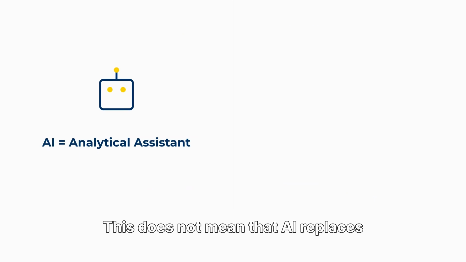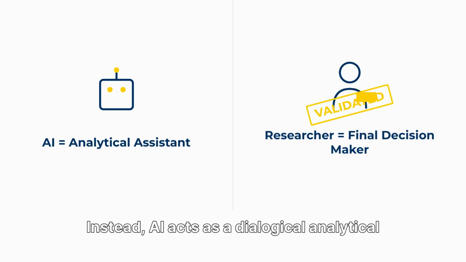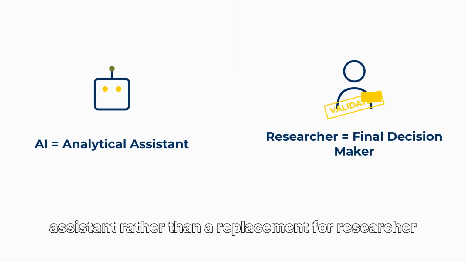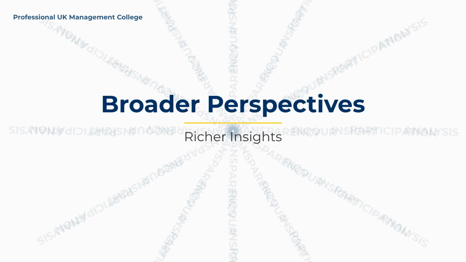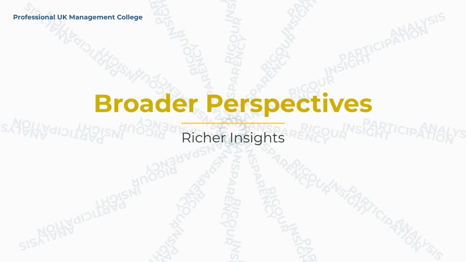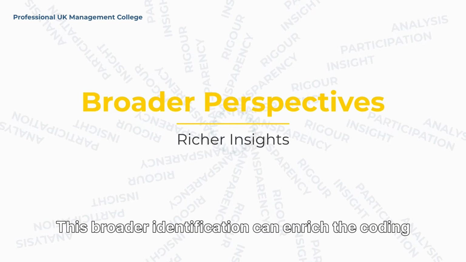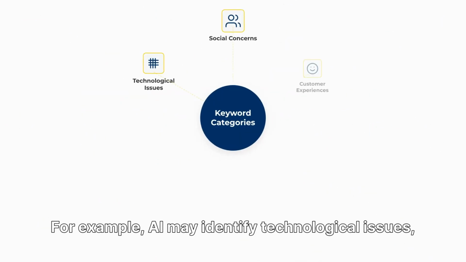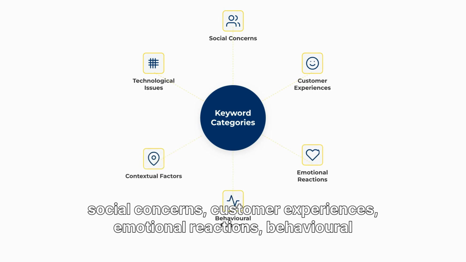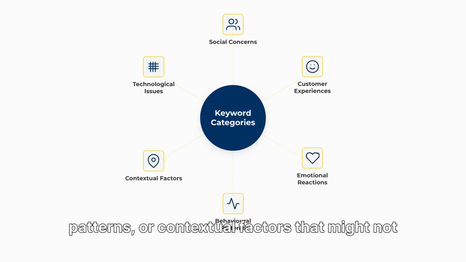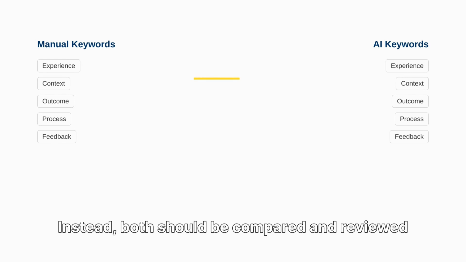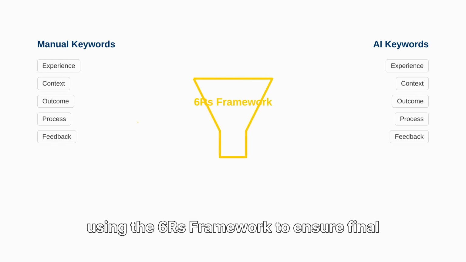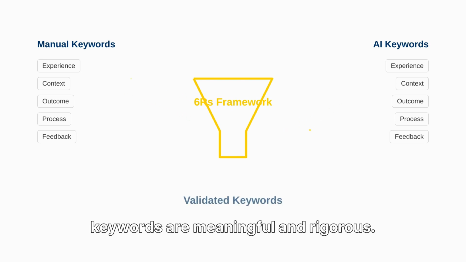This does not mean that AI replaces the researcher. Instead, AI acts as a dialogical analytical assistant rather than a replacement for researcher judgment. AI may identify additional words, phrases, perspectives, dimensions, or meanings that researchers may overlook when manually reviewing large datasets. This broader identification can enrich the coding process. For example, AI may identify technological issues, social concerns, customer experiences, emotional reactions, behavioral patterns, or contextual factors that might not initially appear obvious. Researchers should not automatically accept either set. Instead, both should be compared and reviewed using the 6 R's framework to ensure final keywords are meaningful and rigorous.